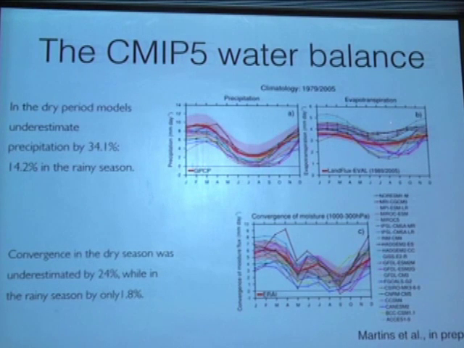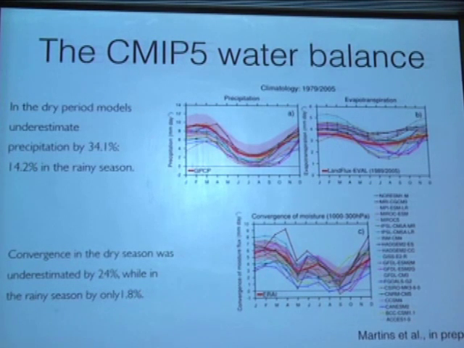You look at precipitation, evaporation, and convergence. And convergence we take here from the European Central Reanalysis. You see that there's a very big divergence in the models in precipitation, also in evaporation, and they particularly tend to get it wrong in the dry season, with some models just producing no rain at all in the dry season and underpredicting here as well.